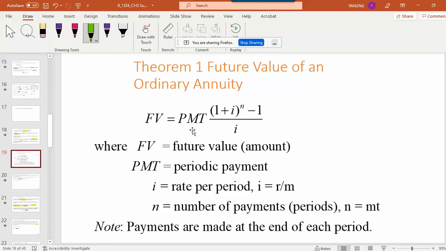The future value of an equal-payment ordinary annuity is equal to the payment, PMT, which is the payment you pay every month or every year, times (1 plus i) to the n, minus 1, over i. Here i is the rate per period, so i is equal to r over m. n is the total number of payments, or equal to nt. Remember the payment is made at the end of each period.